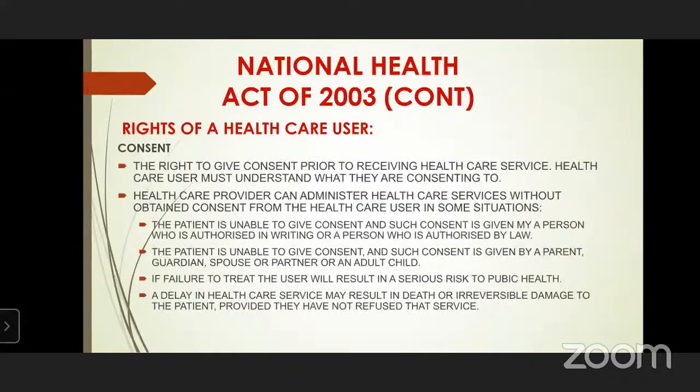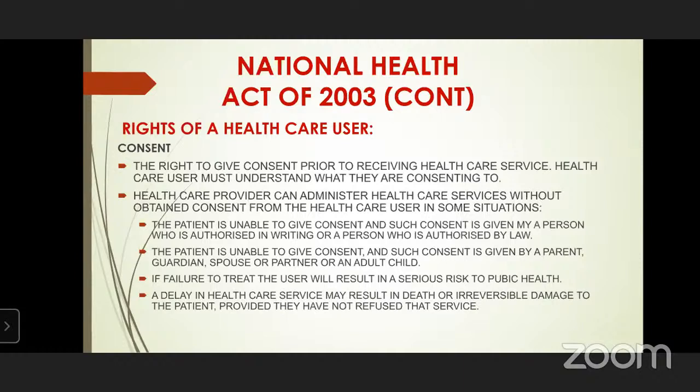So now we look at the rights of the healthcare user. A big one for us is consent. A healthcare user has the right to give consent prior to receiving a healthcare service. The healthcare user must also understand what they're consenting to.